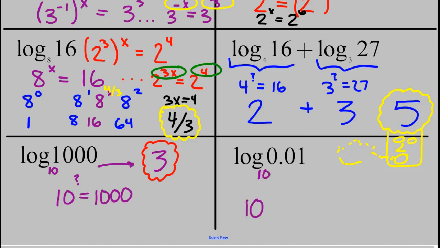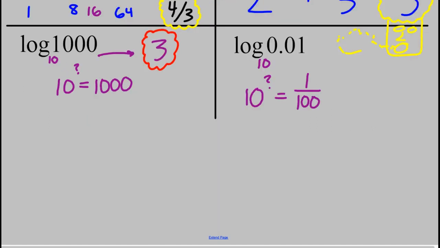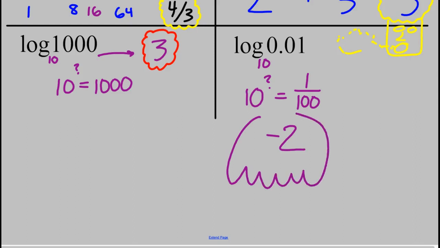Again, over here, missing base is 10. Change the decimal to a fraction. 10 to what power is equal to 1 over 100, or 1/100th? All right, how do I turn a 10 into a 1/10? -1 power. How do I turn 10 into 100? Square it. This one's going to be a -2. Exactly. All right. Questions at all?